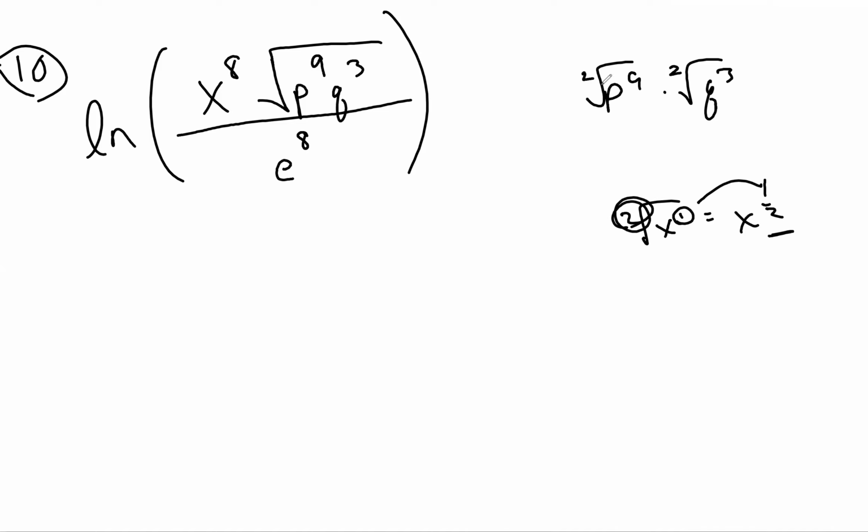So if we have the square root of p to the 9th, that's really p to what? 9. Oh, that's right. How about p to the 9/2? Oh, because you turned it into a fraction. Yeah, because I don't want radicals. I don't really want radicals in my answer, and I don't really want them in my problem because they're messy. And so if I have the square root of q to the 3rd, that's really q to the 3/2.